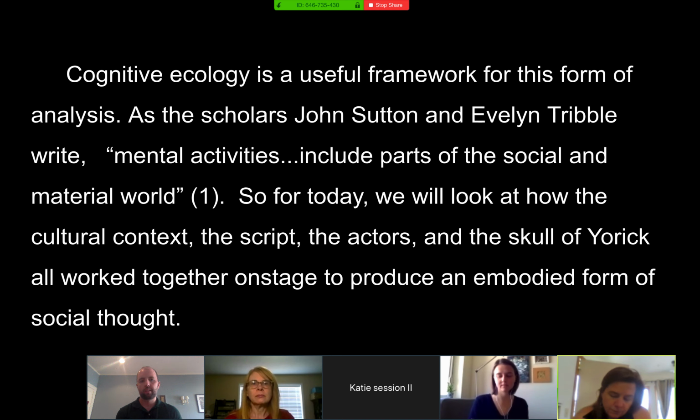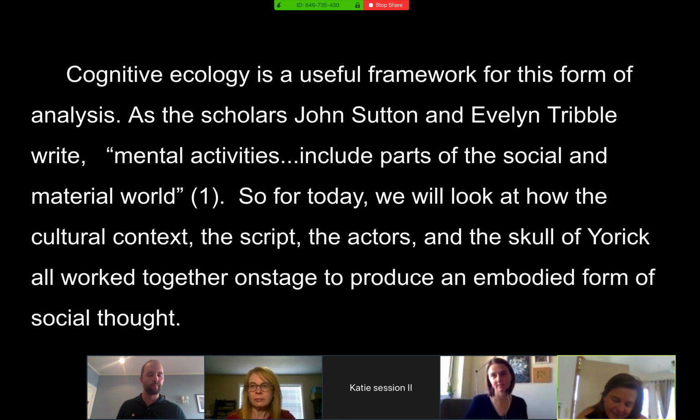The scholars John Sutton and Evelyn Tribble have written that mental activities include parts of the social and material world. So the idea with cognitive ecology is that we need to consider thought as something that incorporates the world beyond our skulls. For today, I want to use this framework to look at how the cultural context, the script of Hamlet, the actors, and the skull of Yorick all worked together on stage to produce this embodied form of social thought.